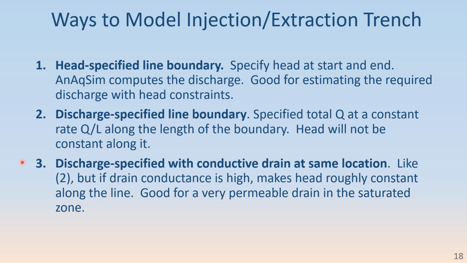And what this will do is the drain will redistribute the flow along the boundary, so that if you use a very high conductance for the drain, it'll make it roughly a constant head along the line. And this could be very useful for an injection trench that's super permeable or has a large diameter pipe, and it's in the saturated zone. So you think that it would have roughly a constant head.